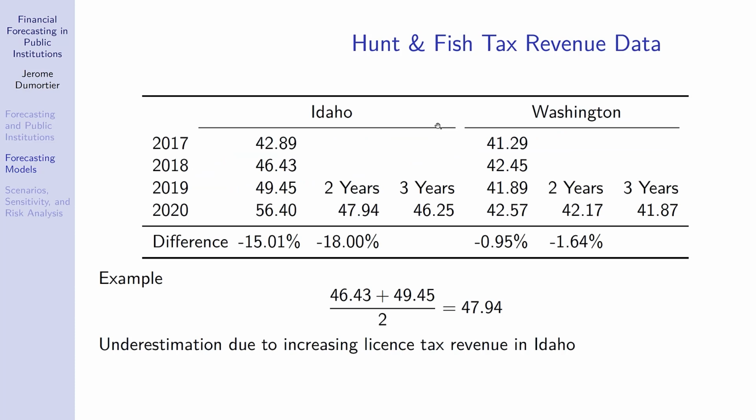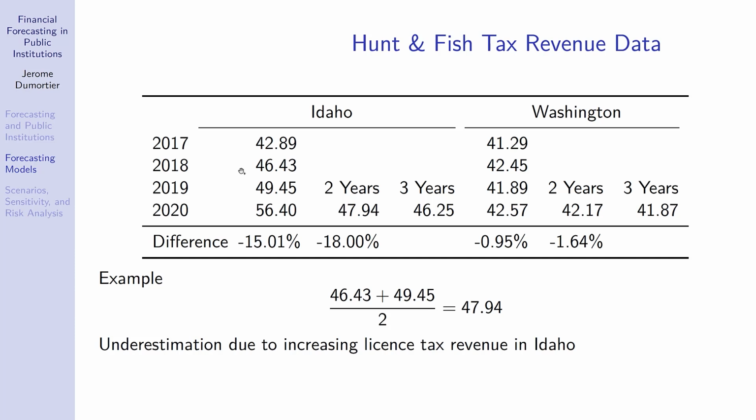Now here, I have mentioned before that we are going to use 2-year and 3-year moving averages. And so here you see the data. Note that we have the 2020 data here, which is the observed value for Idaho. And we have the observed value for Washington. You have also the observed value for the previous years from 2017 to 2019 for both states.